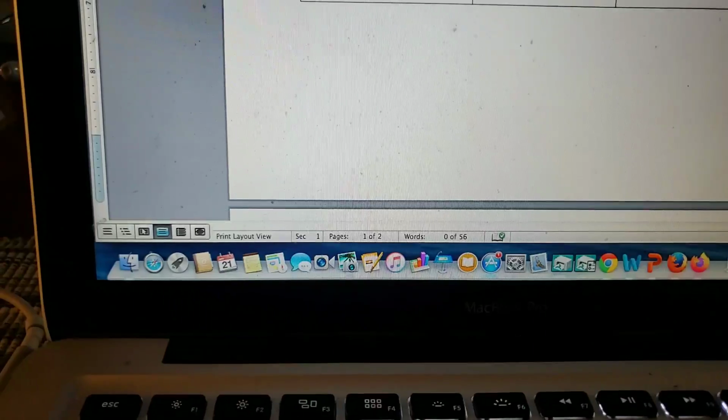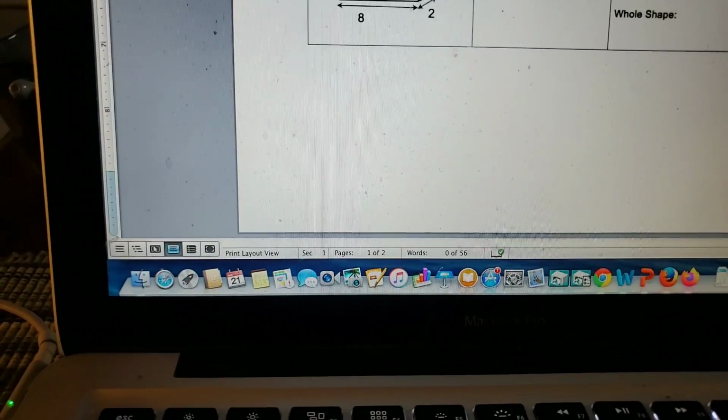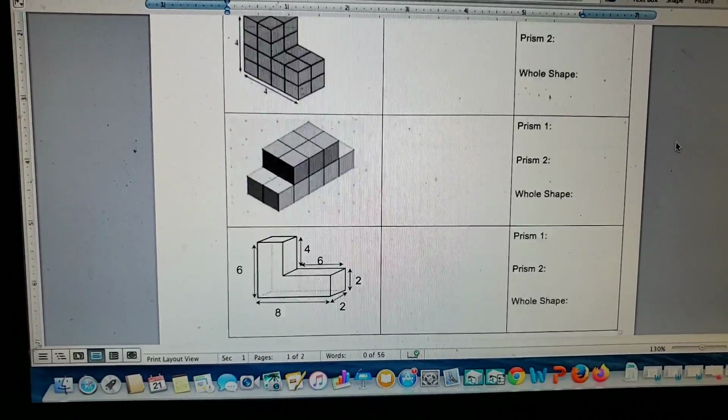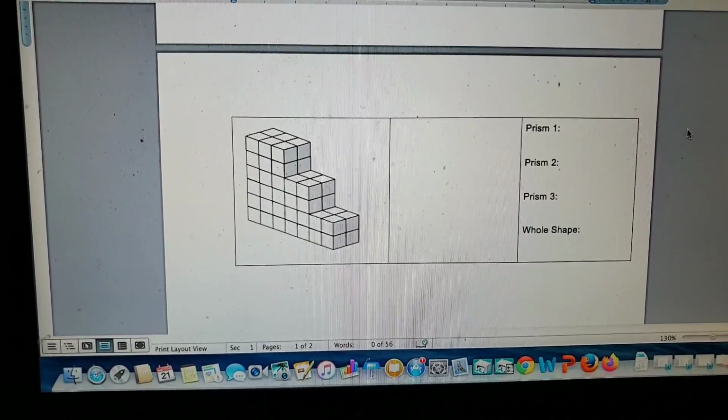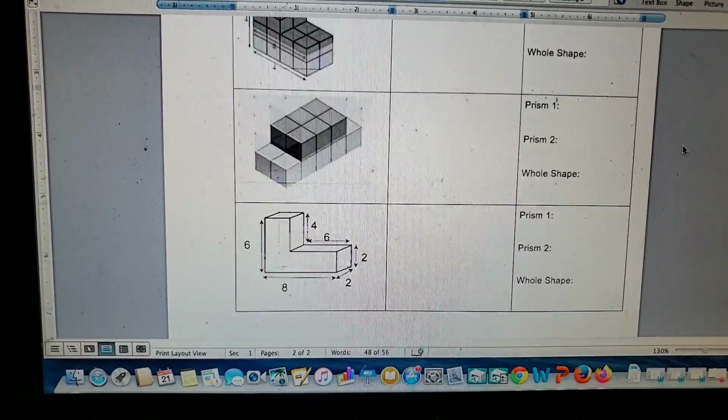Sorry, my computer's running a little slow. Come on. There you go. So this is the front. And as we scroll down, sorry about that. This is the back. So this is the back page. This is the front page.